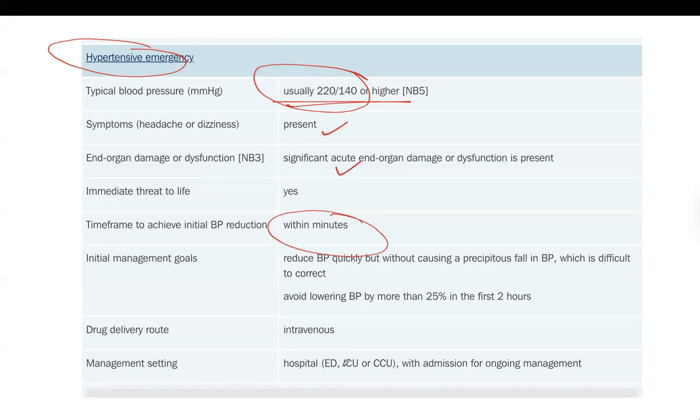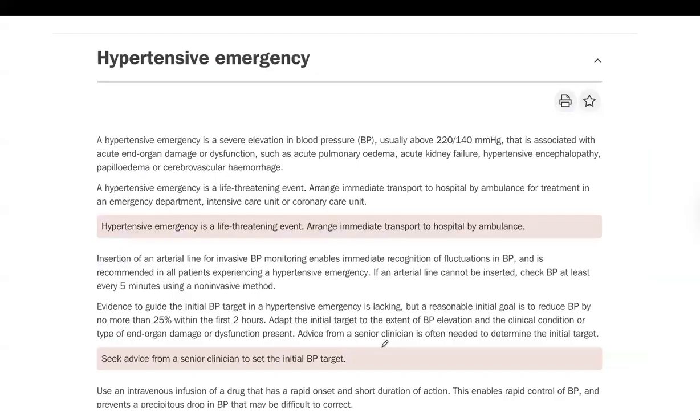They are usually treated in hospital ICU or CCU, not usually an exam question. I have kept it in here. If you want to read it, you can read it. But just remember, if it is a hypertensive emergency, it is a life-threatening event, immediate hospitalization is needed, a cardiologist should be involved, and the goal will be to reduce the blood pressure no more than 25% in the first 2 hours.